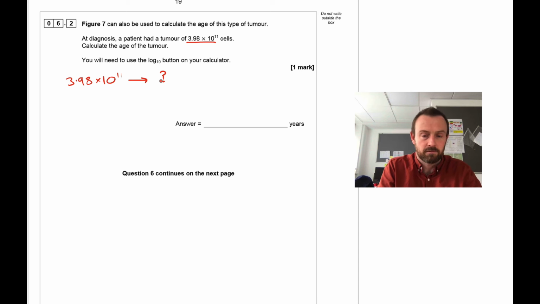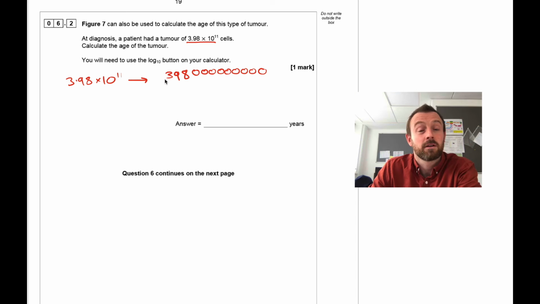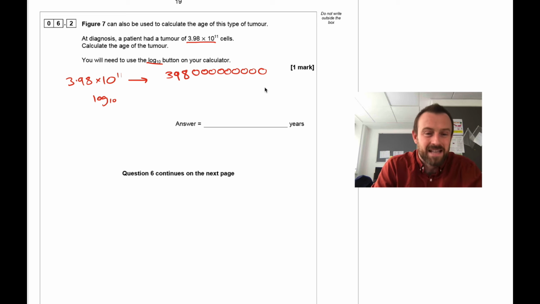Well, it's just 3.98 with lots of zeros after it, a big number, and then I want to do log 10 of that. So log to the base 10 of this long number is going to give us the exact power of 10. So 3, 9, 8, 1, 2, 3, 4, 5, 6, 7, 8, 9, 1, 2, 3, 4, 5, 6, 7, 8, 9. And then I want to do log 10 of that. And it gives me 11.599.